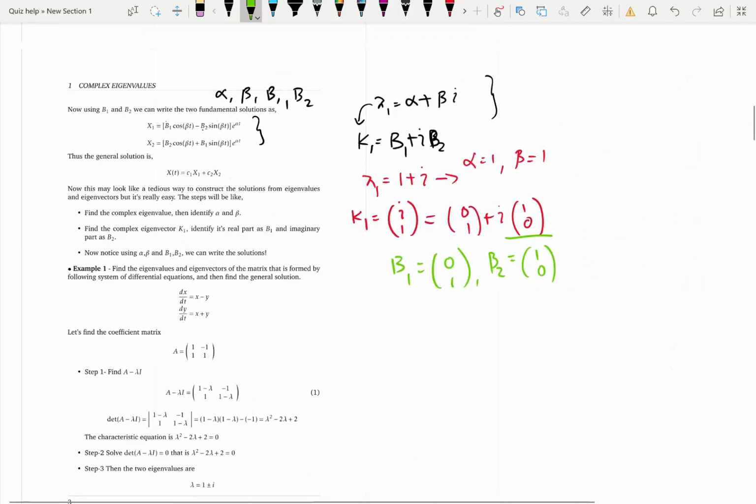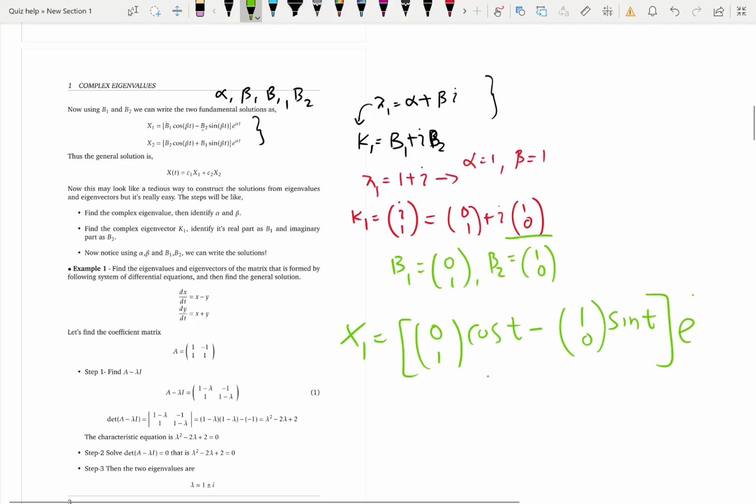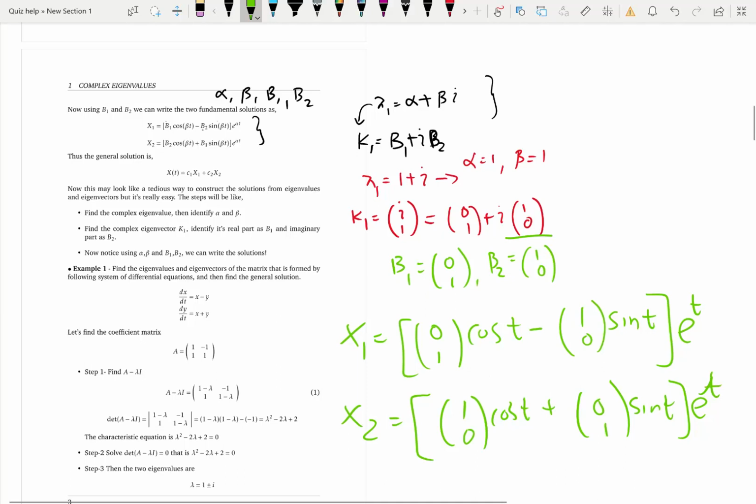All right, so now you know all this information. Let's write down x1. So what is x1? b1 is (0, 1), times cosine beta t, so beta is 1, so it's cosine t, minus b2, which is (1, 0), times sine beta t, which is just sine t, times e to the alpha t, and alpha is 1, so e to the t. Now x2 is b2, which is (1, 0), times cosine t, plus b1, which is (0, 1), times sine t, times e to the t. So you just use those formulas and write down the two linearly independent solutions.